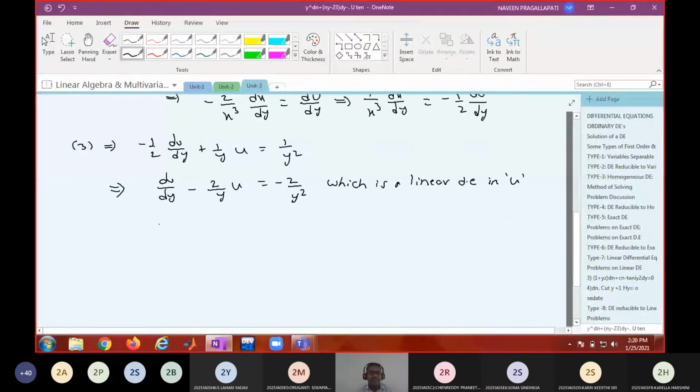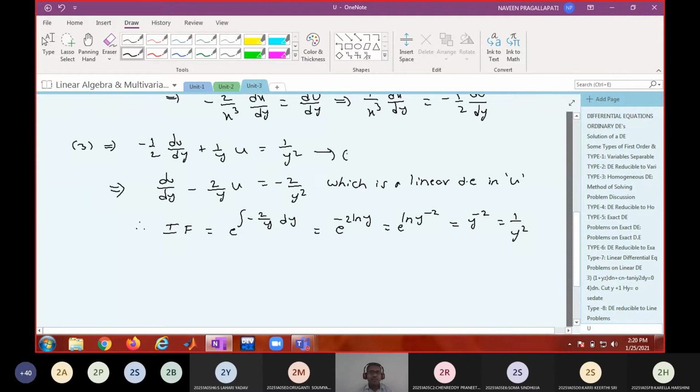Therefore, find out the integrating factor. Integrating factor is e power integral. Sign is also important, this minus also you have to take. So e power integral of minus 2 by y dy equal to e power minus 2 log y equal to e power log y power minus 2. So what is e power log y power minus 2? y power minus 2, which is 1 by y square. Call this as equation 4.